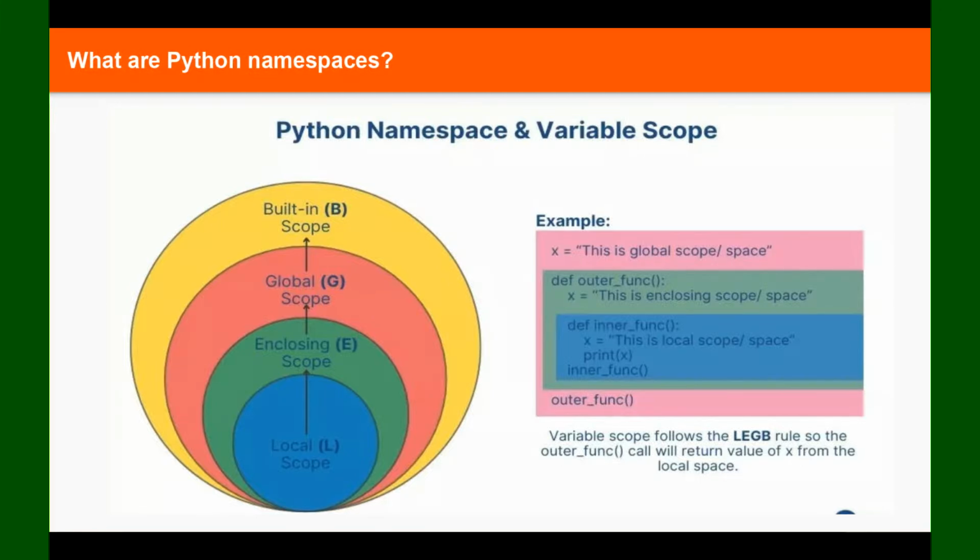The next one is the local namespace, created inside a function, which holds the names defined within that function. It exists only during the function's execution. The enclosing namespace is another type of namespace. It refers to the namespace of the outer function in a nested function scenario. These are some of the namespaces in Python.